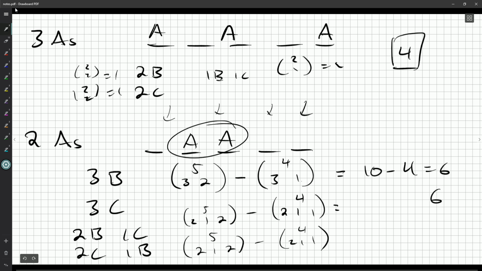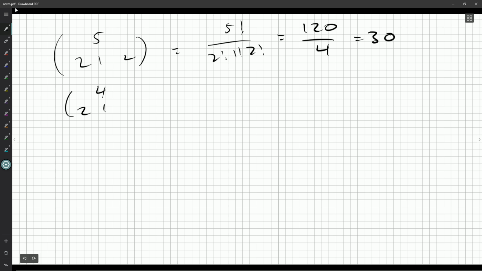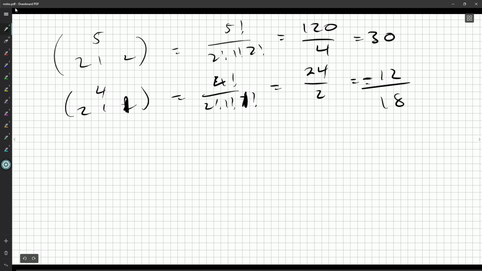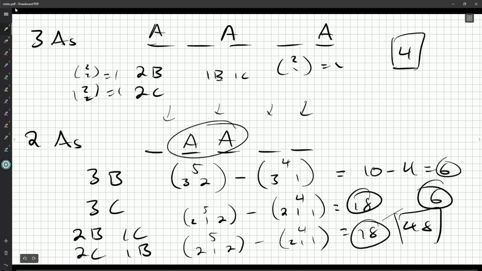Now we have to break it down into multinomial. So 5, 2, 1, 2. That's 5 factorial over 2 factorial, 1 factorial, 2 factorial. That's 120 divided by 4, 30. 4, 2, 1, 2. That's going to be 4 factorial over 2, 1, 2. Oh, no. One of those should be a 1. So that should be 24 over 2. So 12, 18. So we get this is 18 and this one's 18. So that adds up to 48 different cases.